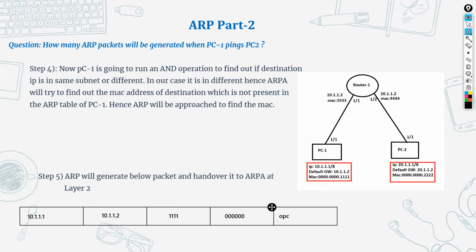This we already know in our previous section also. We have done this ARP operation for the same subnet. It is the same flow. So the opcode will be 1, which is for the ARP request, because this is the ARP request packet. So ARP is going to generate this particular packet, and now it is going to hand over this to ARPA at layer 2, right? So now let's move.